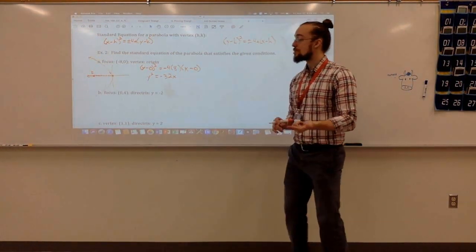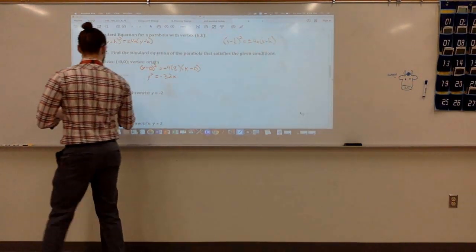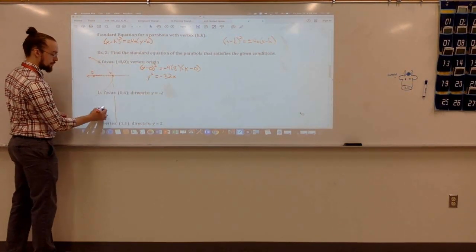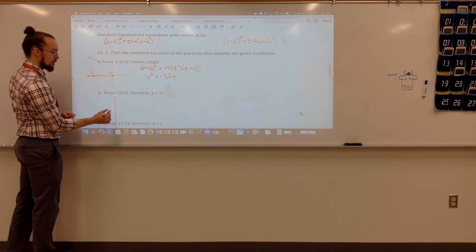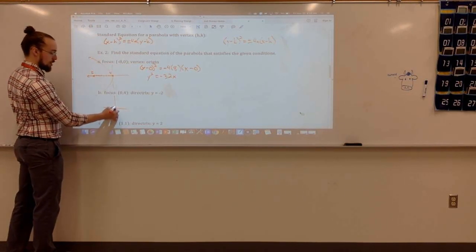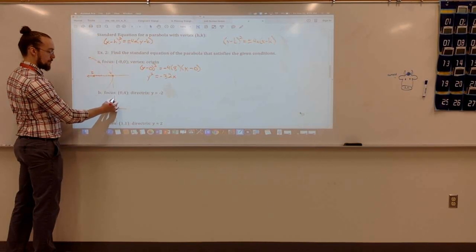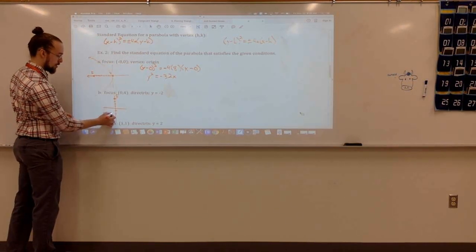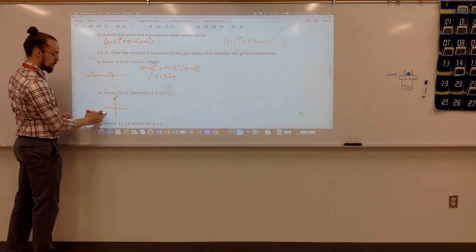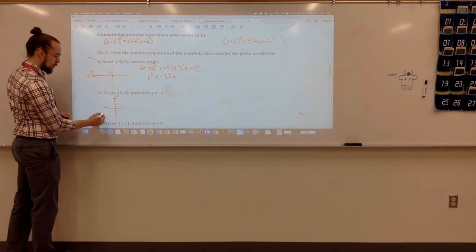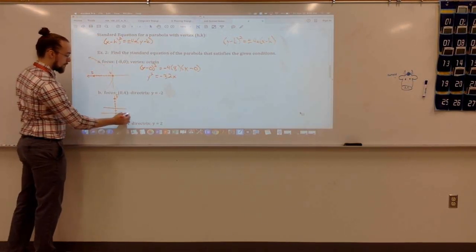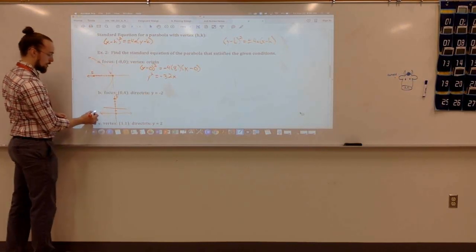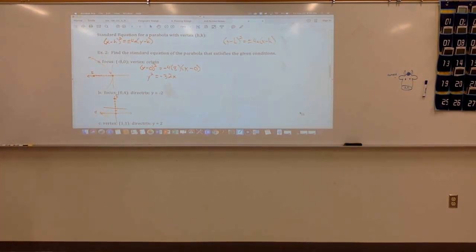We're given the focus and the directrix. So first thing I'm going to do is sketch a little picture. Let's see, the focus is at 0, 4. And the directrix is down here at y equals negative 2. So I have to find the vertex this time. If I know the focus and the directrix, how do I find the vertex? Just find the half point.